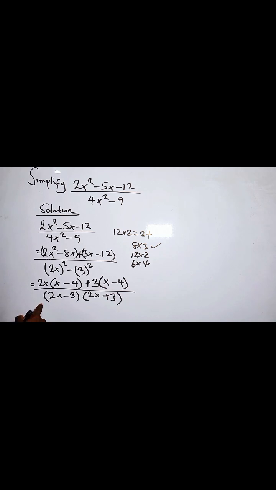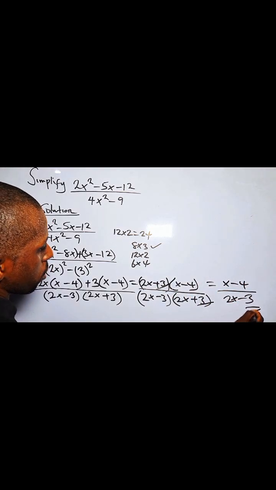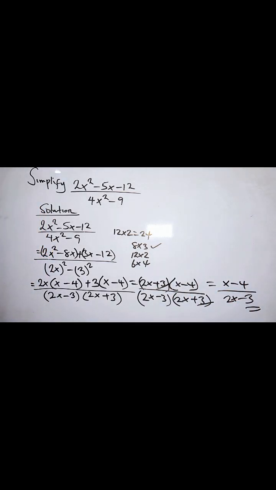At this point we can take this together, so we have 2x plus 3 times x minus 4 over, at the denominator, 2x minus 3 times 2x plus 3. By the time we simplify, this will divide this. So what do we have left? We have x minus 4 over 2x minus 3. Thank you very much.